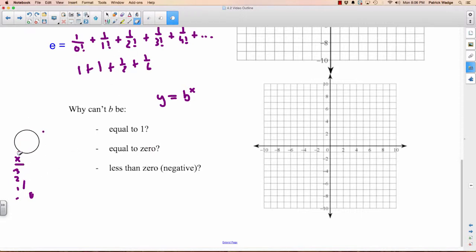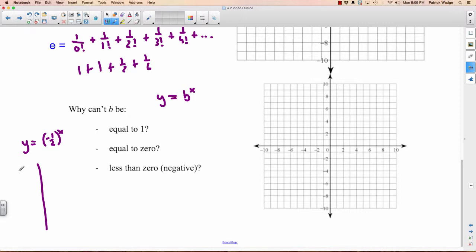So let's try something simple for that. Let's try y equals negative 1/2 to the x, and we'll do our x and y. Let's just start at 2 this time. 2, 1, 0, negative 1, negative 2. So if you put 2 in here, you get negative 1/2 squared. Negative 1/2 times another negative 1/2 equals positive 1/4. If you put 1 in here, it just stays the same, negative 1/2. If you put 0 in here, anything to the 0 power equals 1.